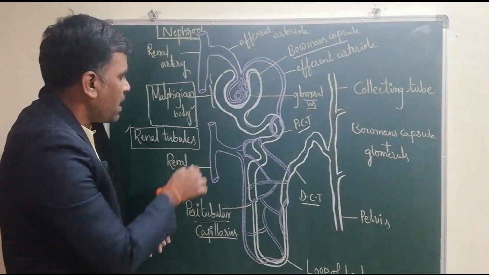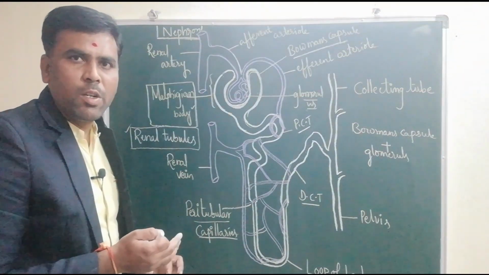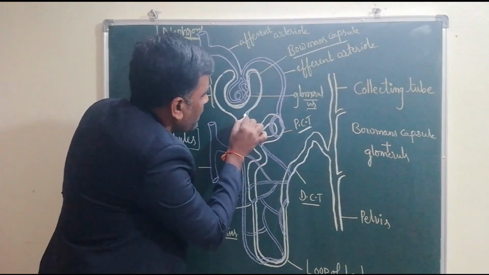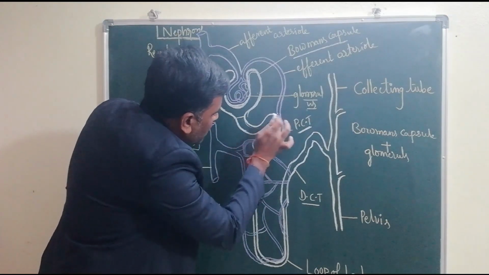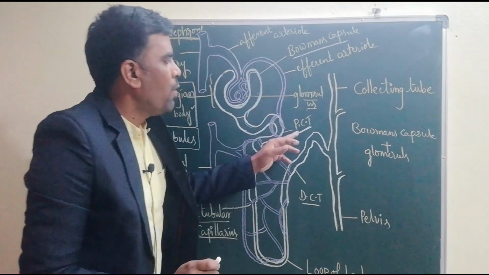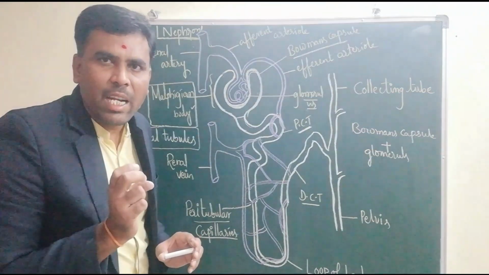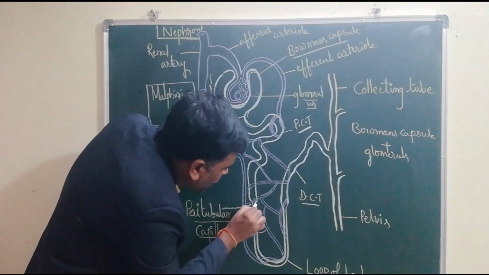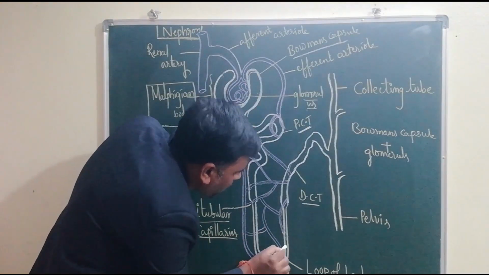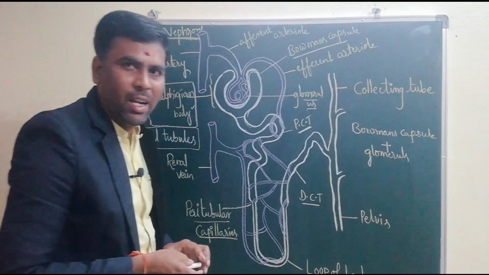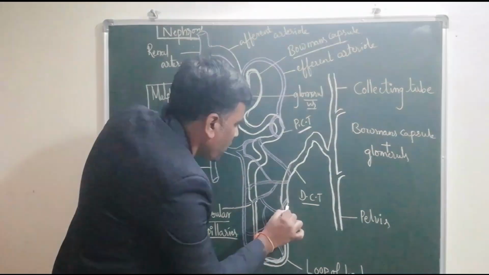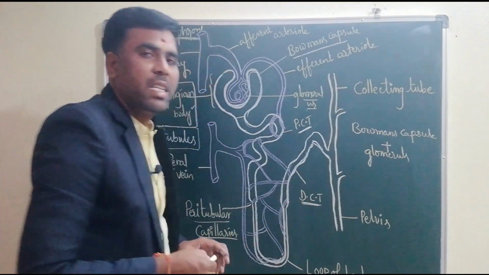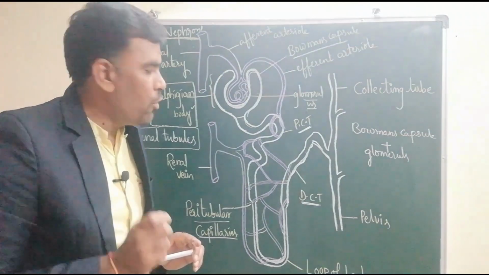Then next it has the renal tubules. How many renal tubules does it have? Three renal tubules. One is the PCT. From here to here, we see the bending tube-like structure, which we call the PCT. PCT stands for proximal convoluted tubule. Then next we see the U-shaped tube-like structure, which we call the loop of Henle. Then from here to here is called the DCT. DCT stands for distal convoluted tubule.